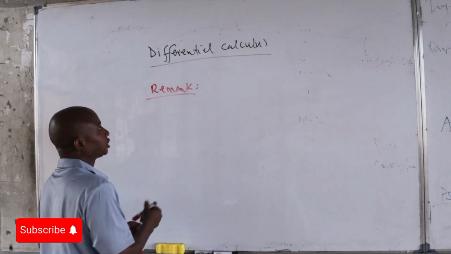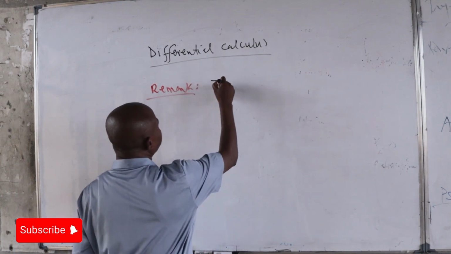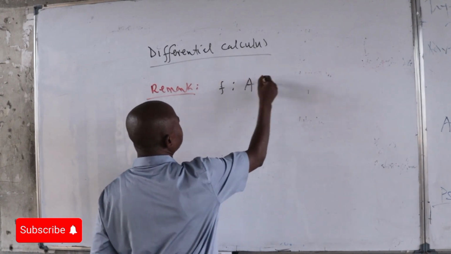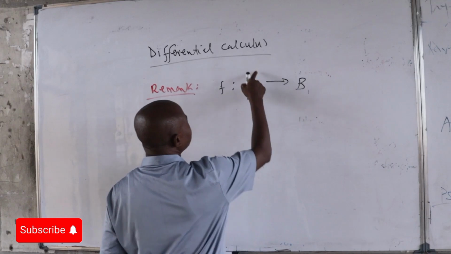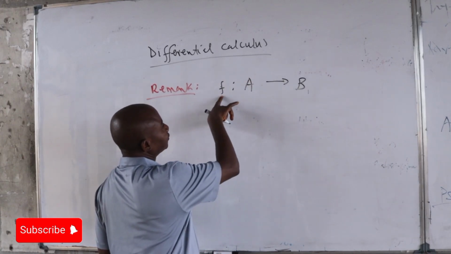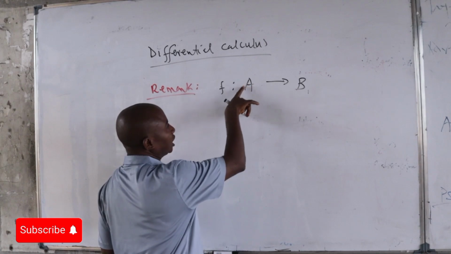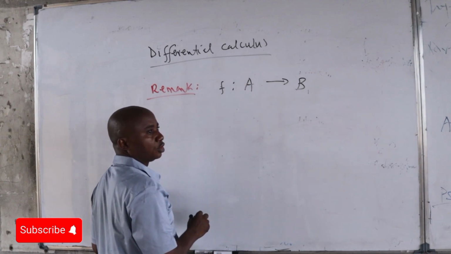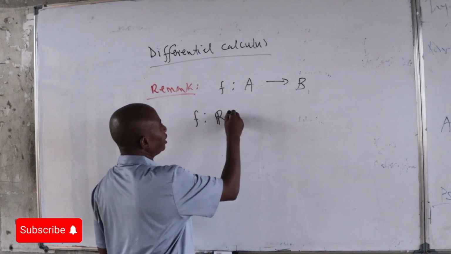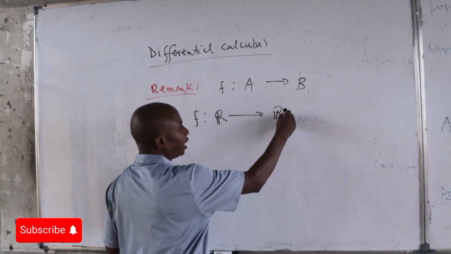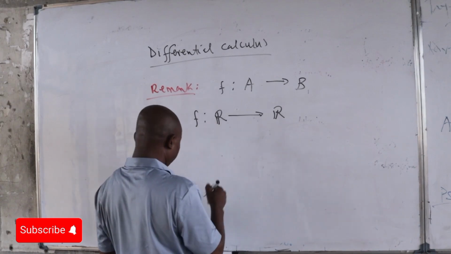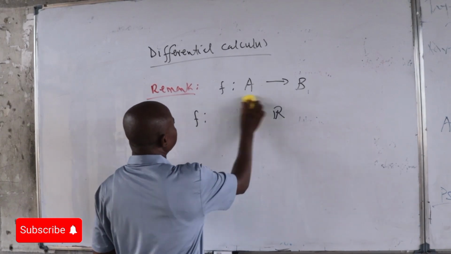The domain of a function. So the domain of a function, if I give f from A into B, the domain is not necessarily the whole of A. It's possible that this function is defined on a subset of the set A. For instance, I can define a function f from the set of real numbers into the whole of R.